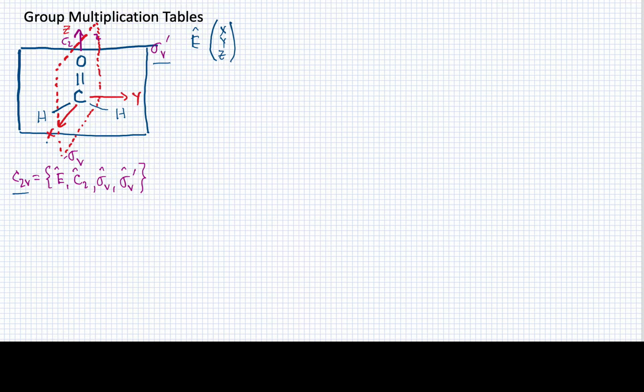Well, we know that when the identity operator operates on anything, it just gives the same thing back, x, y, z. The C2 operator, in this particular case, operating on x, y, and z, is going to do the following. C2 is a rotation about the z-axis, so it cannot change the z-coordinate. However, it will change the sign of both the x and the y coordinate because it is only a rotation halfway around. So we'll have negative x, negative y, and z as the result of that operation.